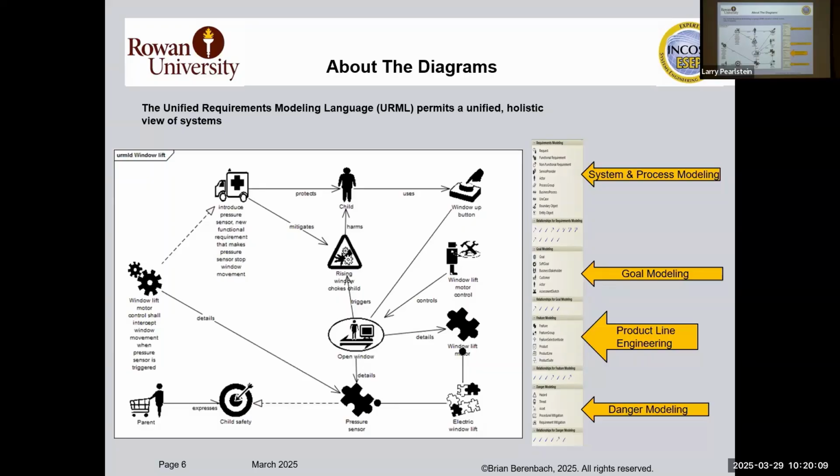What it does is it takes those terrible squares and circles and replaces them with things like an ambulance, which means aid, or a person, and there's a hazard. You can see the triangle represents a hazard. A person's getting their hand stuck. And this is just about the diagrams that you see in the URML. I want to show you this because the first two or three diagrams, talking about the process and the requirements, are in the URML.